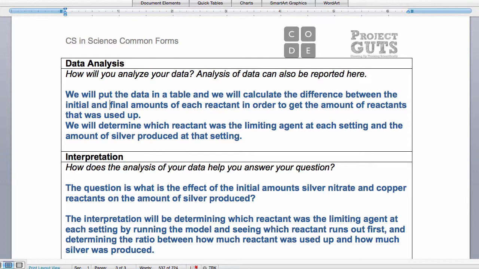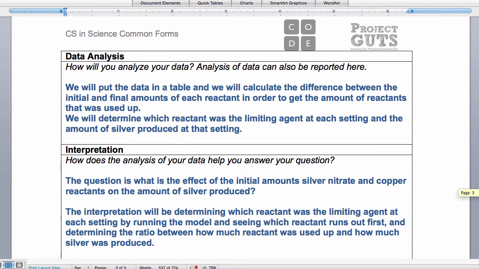We have to go back and remember what the question is. In this case, the question was, what is the effect of the initial amounts of silver nitrate and copper reactants on the amount of silver produced? The interpretation will determine which reactant was the limiting agent at each setting and will determine the amount of silver that was produced. And we'll look at if there are any ratios or any relationship between all these amounts.